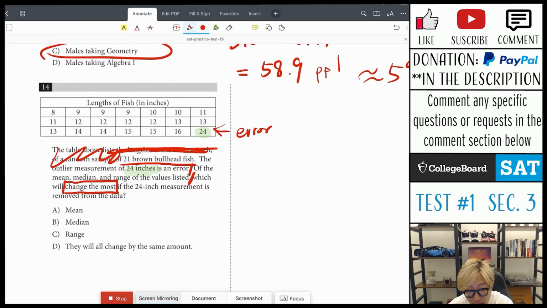If the 24, this error, is removed from the data, check this out. First of all, let's go one at a time. Median is just the middle guy. So just because the very last one is standing over there, if he leaves the house, I mean, the middle guy, wouldn't he still be around where he is?